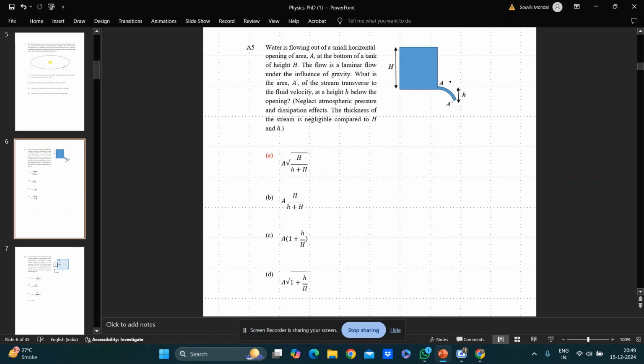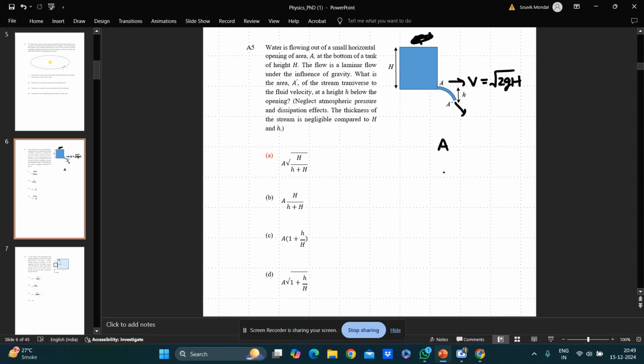Now this is the fifth question. They are telling that water is leaking from this small hole. This hole has a surface area of A, and this upper area is A prime. They are asking what is this area A prime of the stream, transverse to the fluid velocity, when it moves down a height h. From Bernoulli's theorem, you know that the water coming out from this surface A has velocity root under 2g times the height of this vessel, that is root under 2gH.